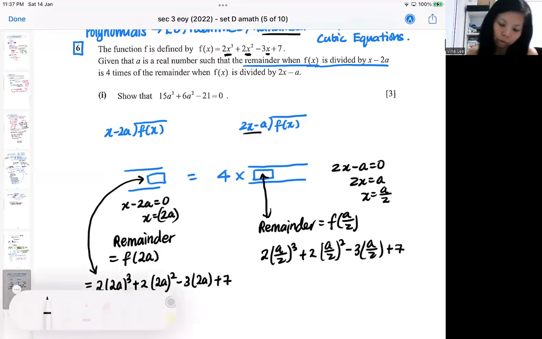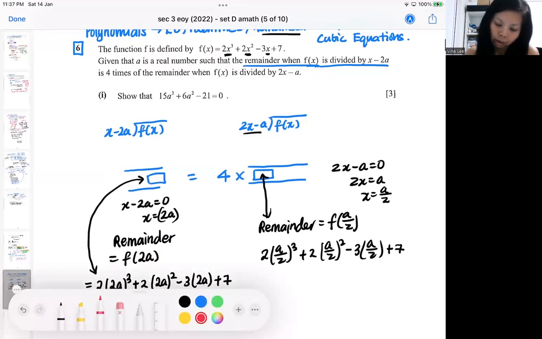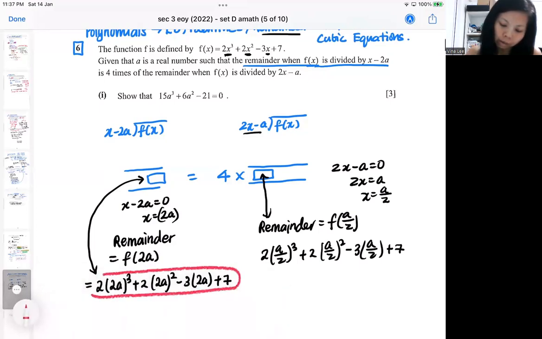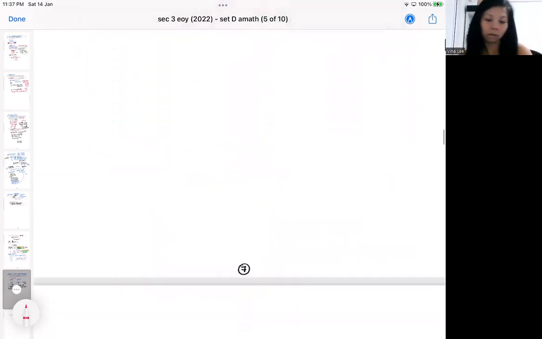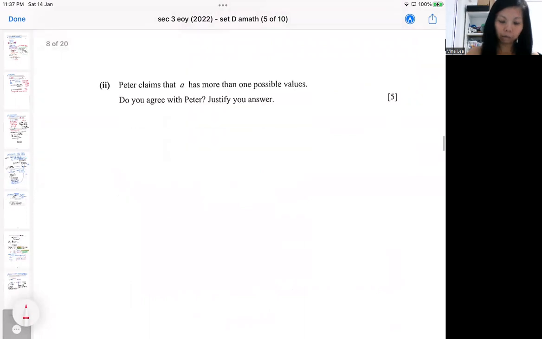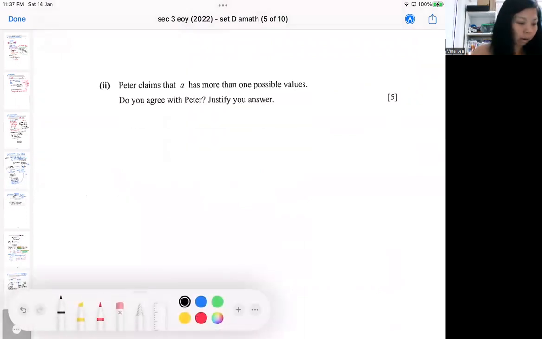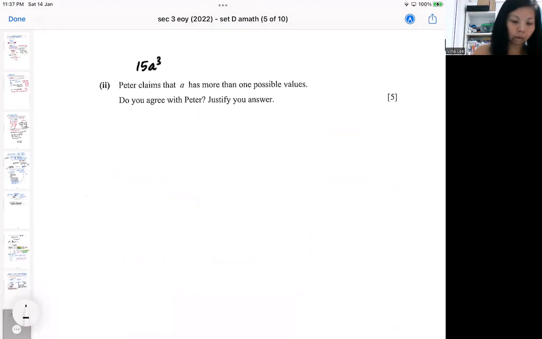So how are you going to show? Okay, you are going to take this, simplify first, of course, equal to 4 bracket with this. If nothing goes wrong, you will get this part. So I already worked out in my answer. For your case, you can try, see whether eventually it leads you to that. Even if you couldn't, you just continue to use the cubic equation in the next part.